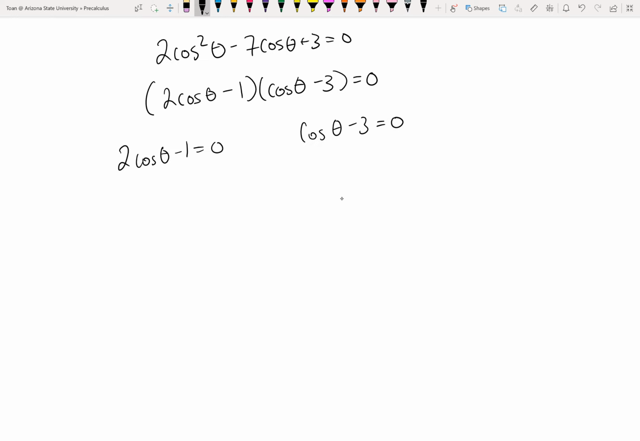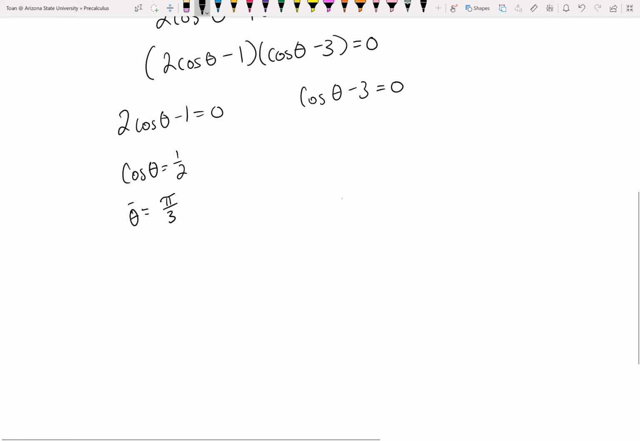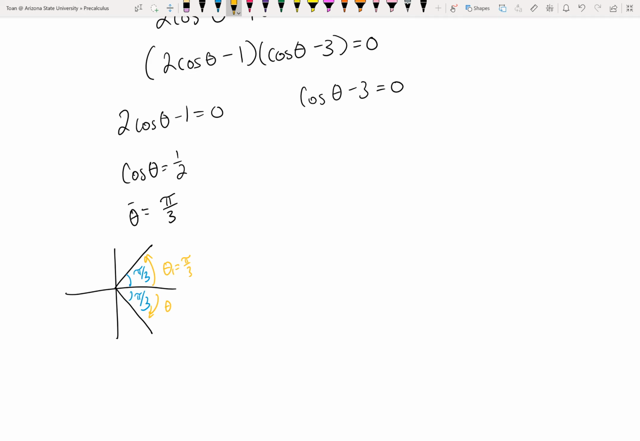So for the left equation, hopefully after doing 7.4a, we can pretty much go straight to the answer. Add 1 divided by 2 gives us cosine theta equals 1/2. So I know that the reference angle is what? Pi thirds. And we have cosine theta equals positive 1/2. Cosine is positive in the first and the fourth quadrants. So if I put my reference angle of pi thirds there, one angle will go positive, and then the second angle will go negative.